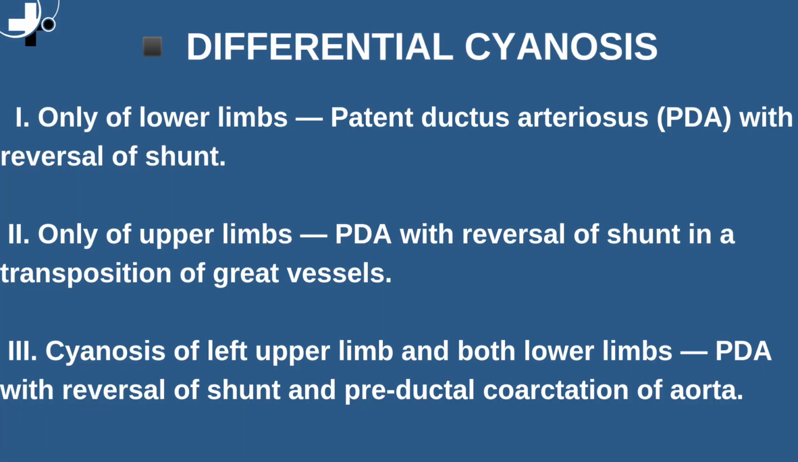Differential cyanosis. 1. Only of lower limbs: patent ductus arteriosus, PDA, with reversal of shunt. 2. Only of upper limbs: PDA with reversal of shunt in a transposition of great vessels. 3. Cyanosis of left upper limb and both lower limbs: PDA with reversal of shunt and preductal coarctation of aorta.